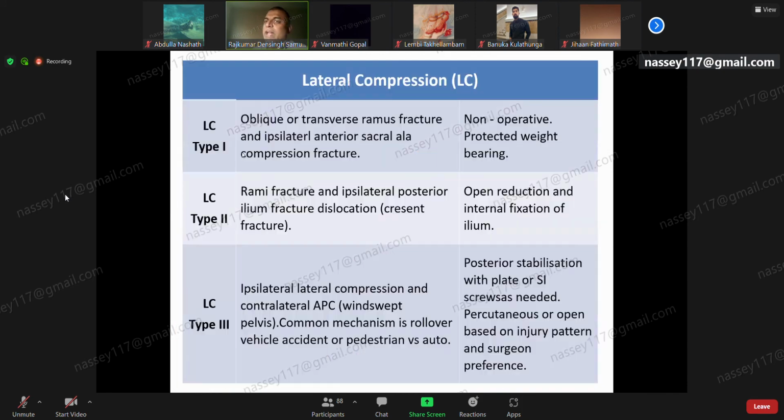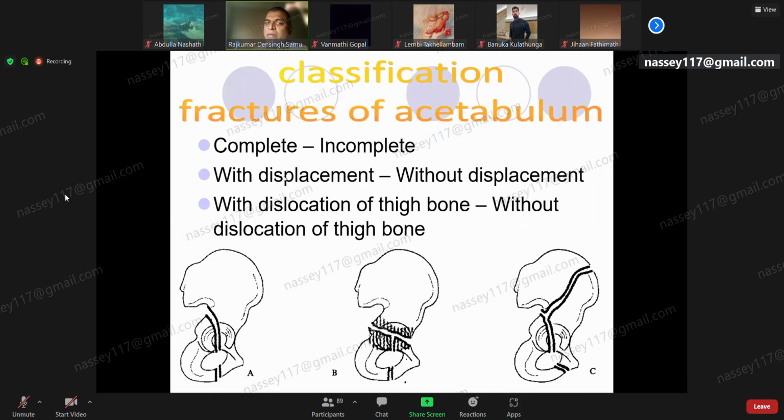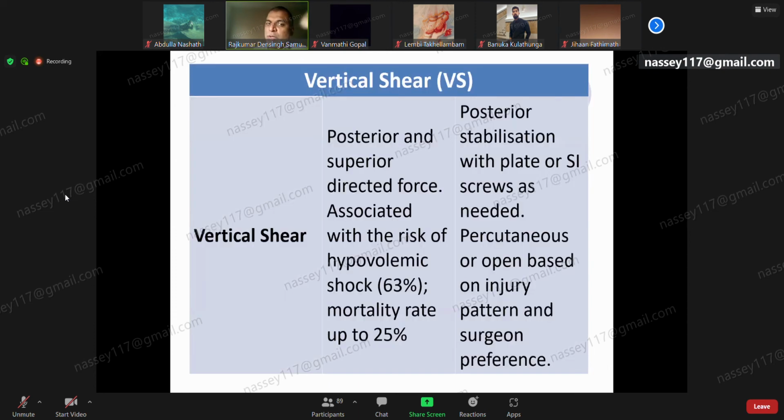So it can be a complete or an incomplete fracture. When it is complete, there is displacement. When it is incomplete, there is no displacement. The second variant is fracture with dislocation of the thigh bone. I gave you one variant: fracture of the roof of the acetabulum, and the head of the femur went posterior superiorly.